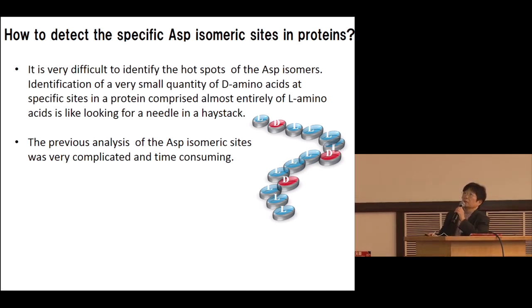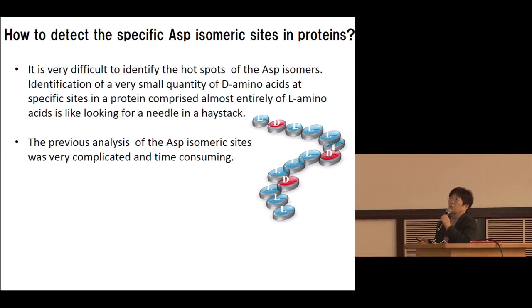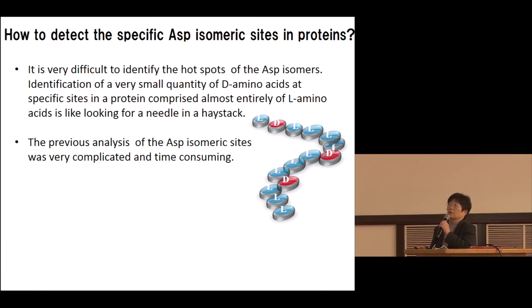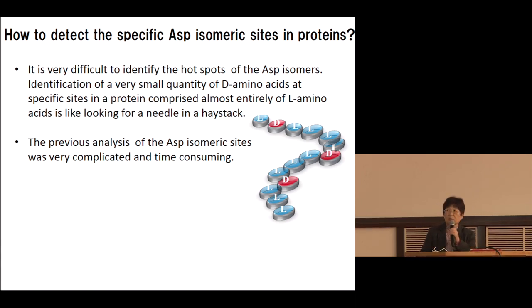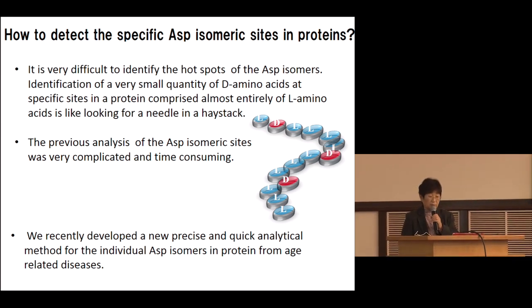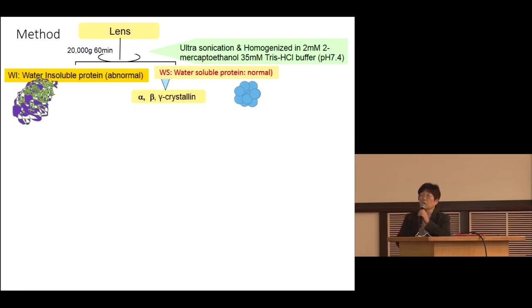So how do we detect the specific Asp isomeric sites in the proteins? It is very difficult to identify the hot spots of Asp isomers. Identification of a very small quantity of D amino acids at specific sites in a protein comprised almost entirely of L amino acids is like looking for a needle in a haystack. The previous analysis of isomeric sites was very complicated and time-consuming. Now we recently developed a new, precise, and quick analytical method for the individual isomers in a protein from age-related diseases. Here is an example of lens.